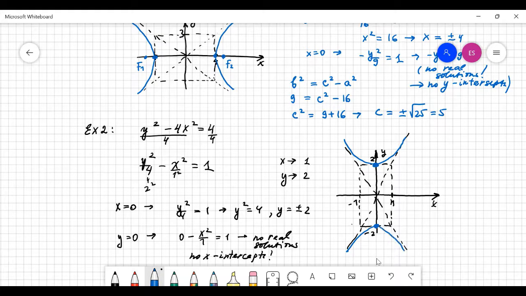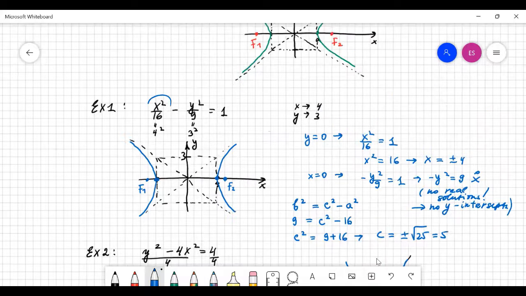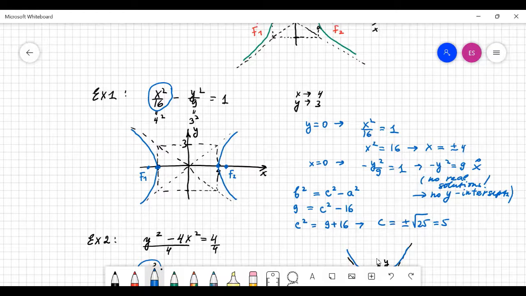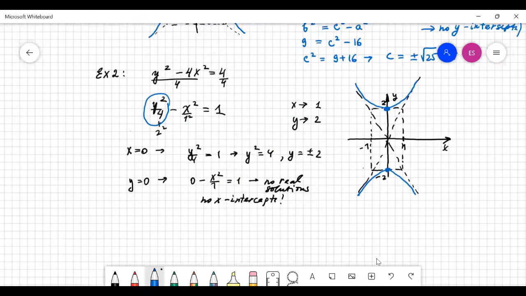Sometimes people just memorize that when y comes first, the hyperbola is vertical, and when x comes first, the hyperbola is horizontal. But also, you can always check intercepts. You are not going to get two sets of intercepts, because a hyperbola is either horizontal or vertical, and the second set is going to give you no real solutions. And that's how we graph hyperbolas.